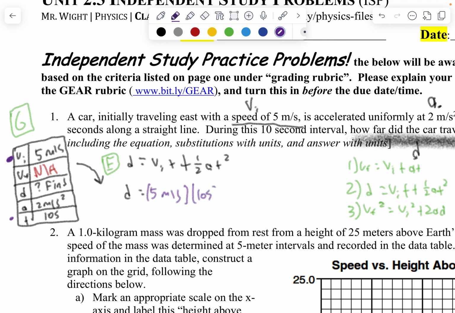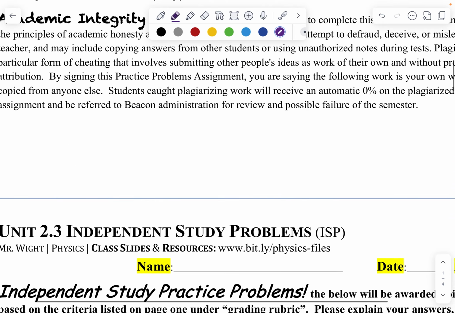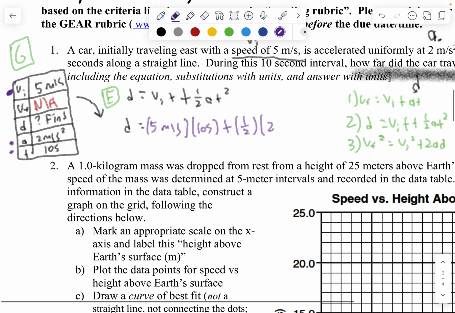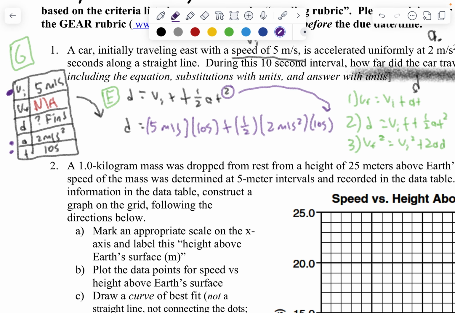times how many seconds? We have right here 10 seconds. We're just plugging in things. This is just algebra. Plus 1/2 times what's acceleration? 2 meters per second squared. Oops, sorry. 2 meters per second squared. And then what's time? Well, time is 10 seconds, like we said before. So 10 seconds. And then remember, it's squared. Do not forget this crucial step. So this squared is going on the outside right here.